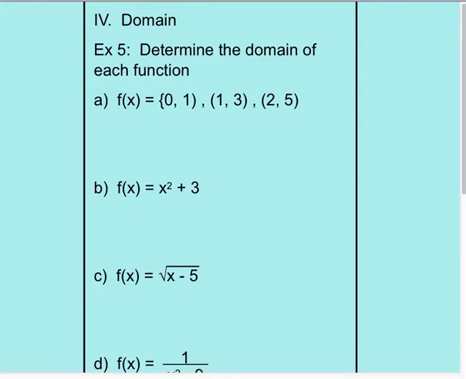For our first function, we have it in a set of ordered pairs. This should probably be a regular parenthesis. So the domain is your x value. So for this function, our domain is 0, 1, 2. That's it. We can just list out the x values.